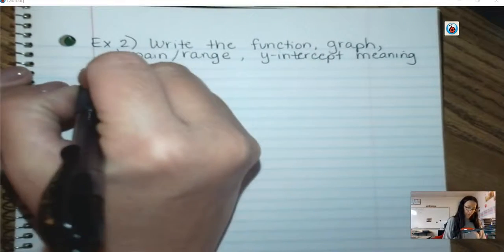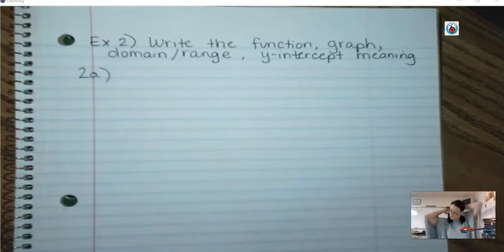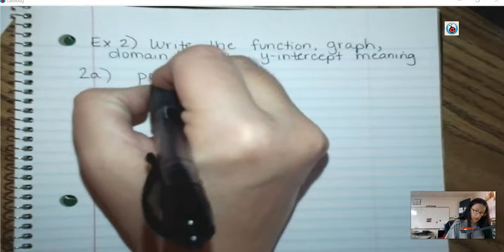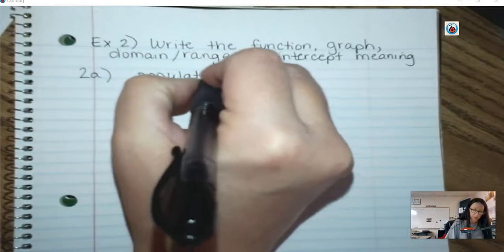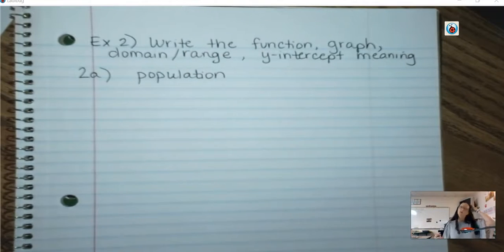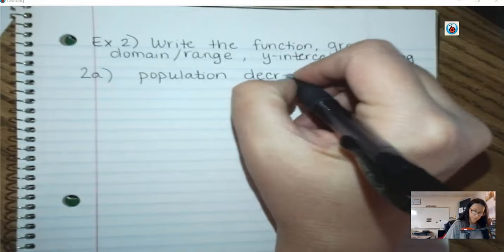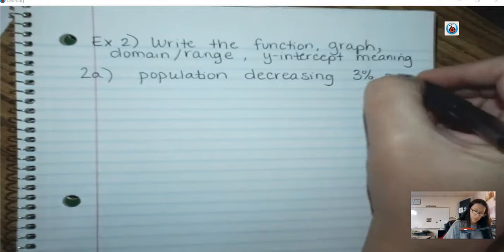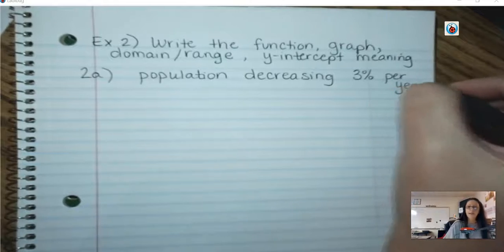Okay, so for 2a, now we're going to be dealing with decay. That is when things go down in value. The ones we were doing were when things were going up in value. Today we're going to first start talking about population. A population in a town is going down. For whatever reason, people are moving out of the town. Maybe there aren't enough jobs. The population is decreasing 3% per year. So not a lot, but it is going down.